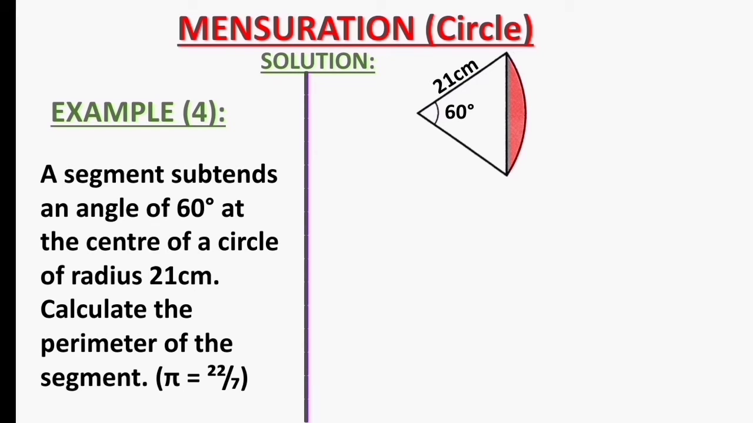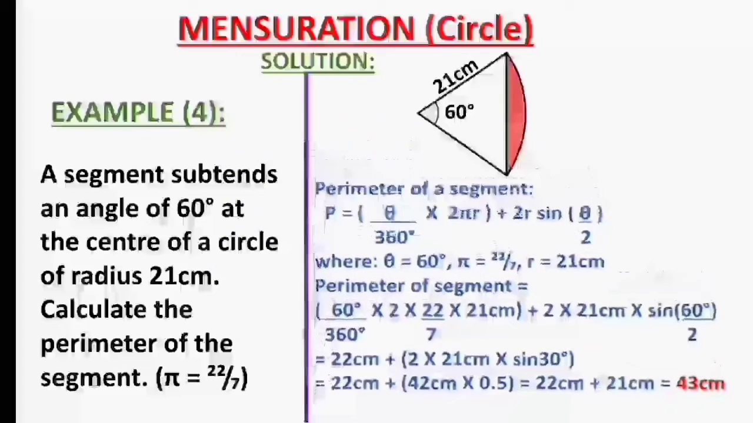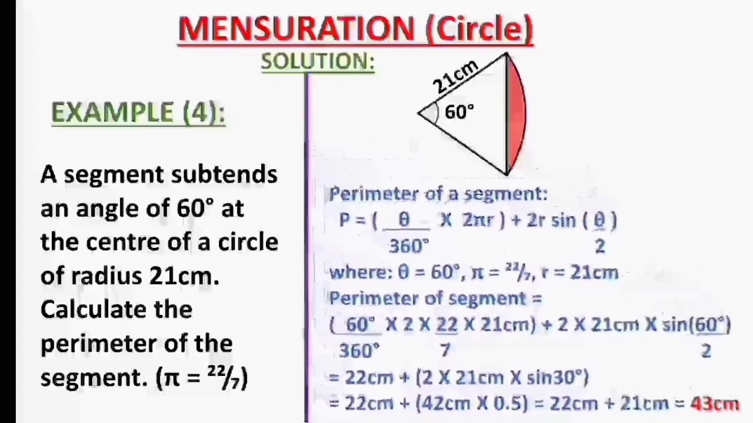Now, can you remember the formula for the perimeter of a segment? Let's see if you are right. The formula for the perimeter of a segment, P equals theta over 360 degrees times 2 pi radius plus 2 radius sine theta divided by 2. That is the formula needed for question 4, solving the perimeter of a segment.